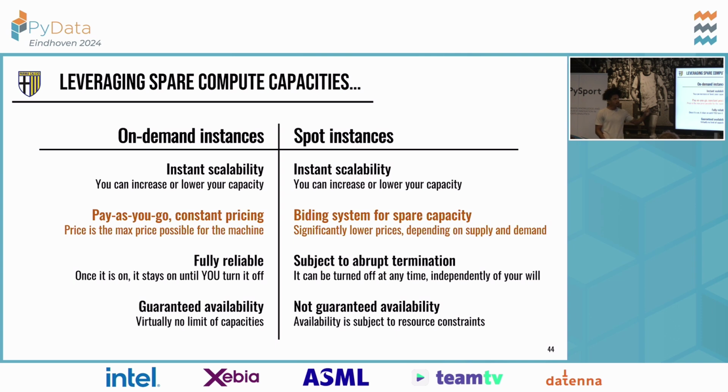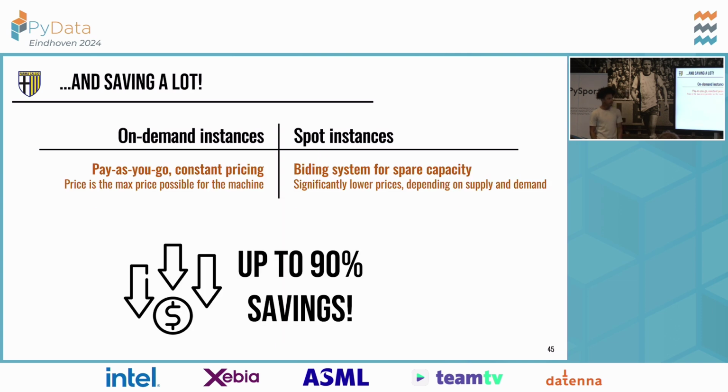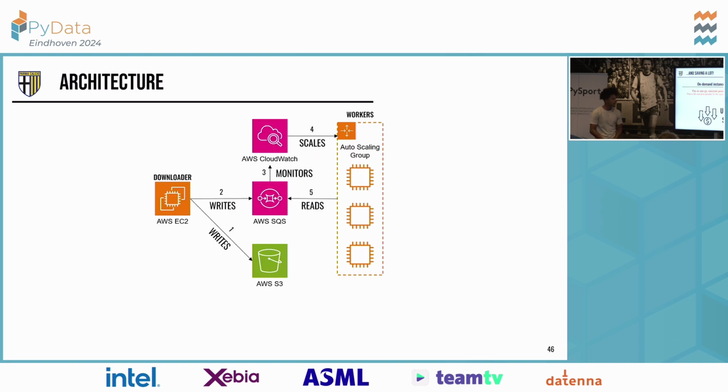And in terms of prices, spot instances are a lot cheaper. So we make up to 90% savings. So we can just update our architecture with spot instances.